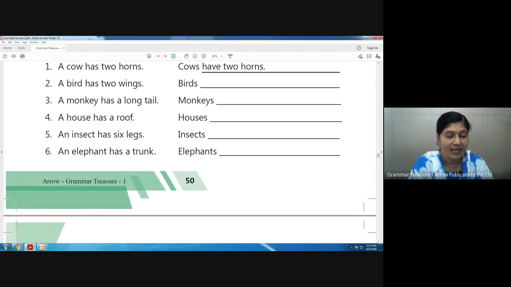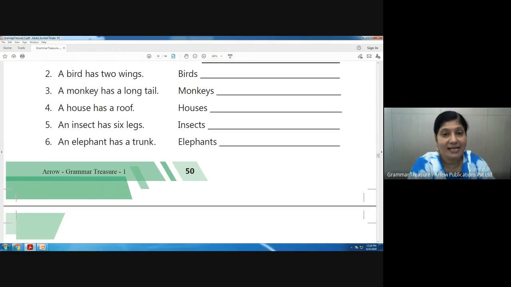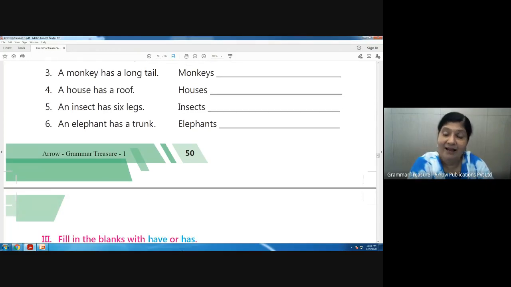Now the next one, a house has a roof. We are talking only about one house. Now when it comes to houses, houses have roofs. Now fifth one, an insect has six legs. Insects have six legs. I'm sure now you understand. When it's plural, we use have. When it's singular, we use has.